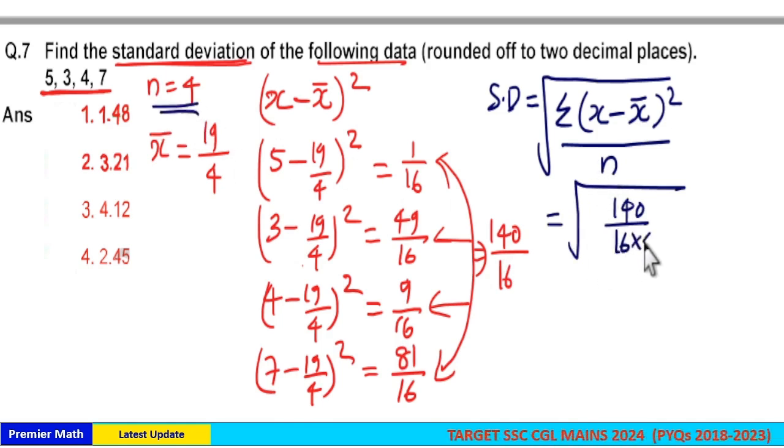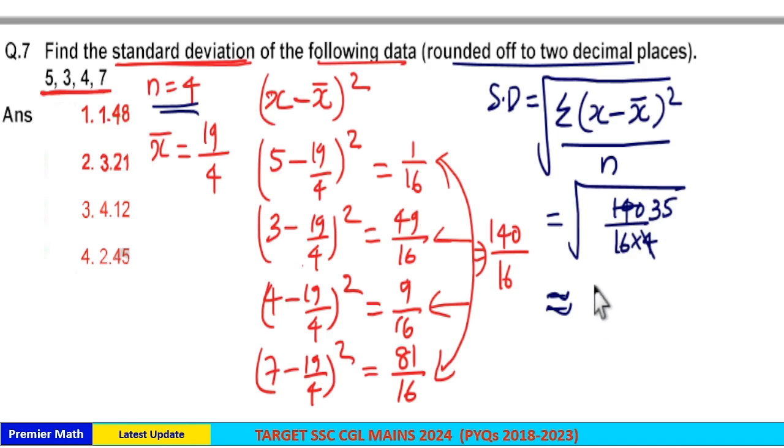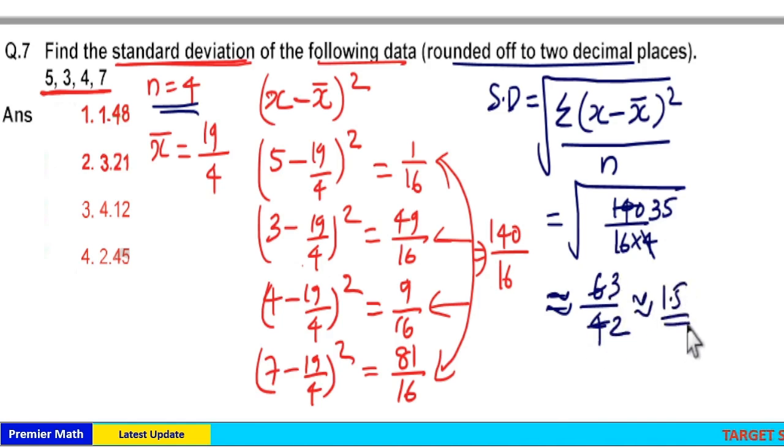Now 4 goes 3 times in 12, remaining 20, 3 goes 5 times in 20. So here I can round off to 2 decimal places. So consider root 35 as root 36, which is equal to 6. And here root 16 is 4. Now this is 3 by 2, which is 1.5. So your value is around 1.5, which means option 1 is your answer. That is, 1.48 is the standard deviation of 5, 3, 4, 7.